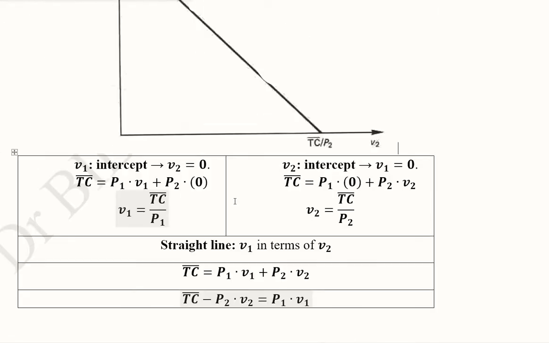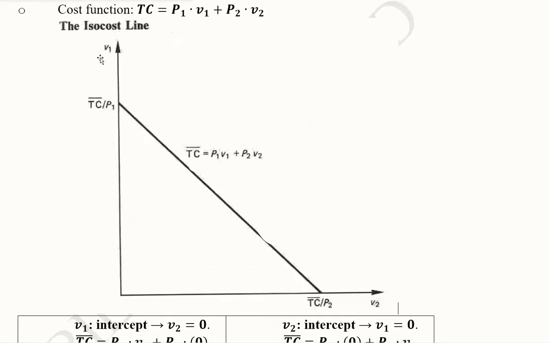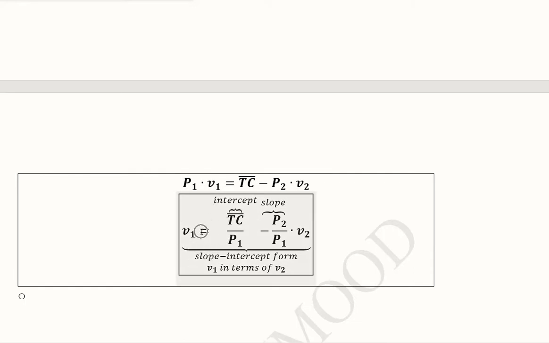So you can see that total cost over P1 was the intercept of V1. So it is here the intercept of the V1 curve, so it is also verifying. This is actually the slope intercept form of a straight line, where V1 is expressed in terms of V2.